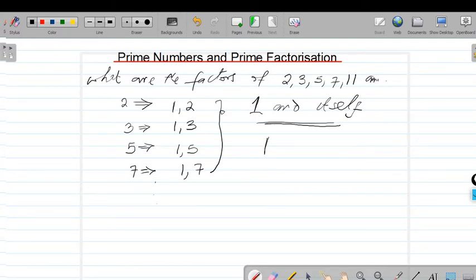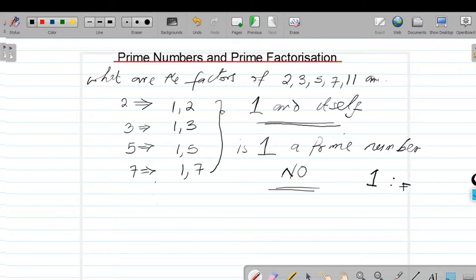So let's consider, is 1 a prime number? From here, the answer is no. Why? Because 1 has only 1 factor. 1 is only 1. It has no other factor. But a prime number must have 2 factors, 1 and itself. So don't ever include 1 as a prime number. 1 is not a prime number. A prime number is a number that has 2 factors, 1 and itself.